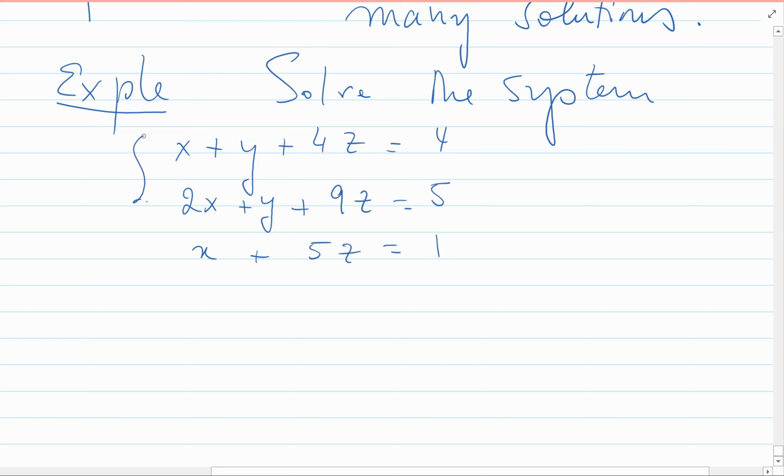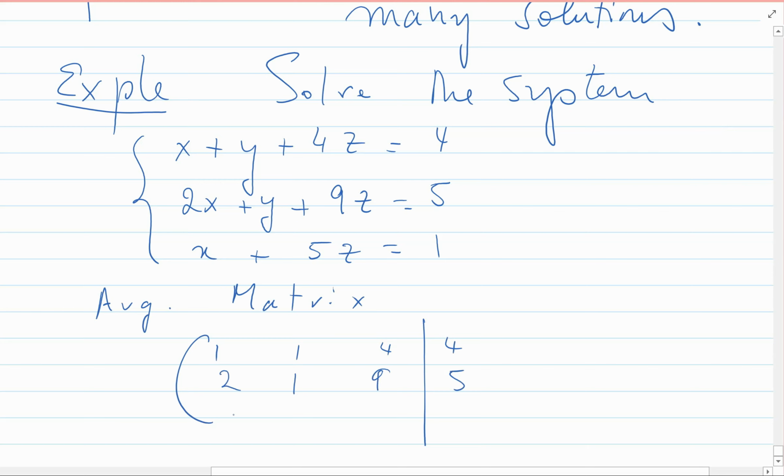equals 1. Again, as I said, I always get amazed at how, from looking at the initial system, it is so hard to guess what's going on in terms of consistency, inconsistency, and so forth. So let's start with the augmented matrix. 1, 1, 4, 4; 2, 1, 9, 5; 1, 0, 5, 1.